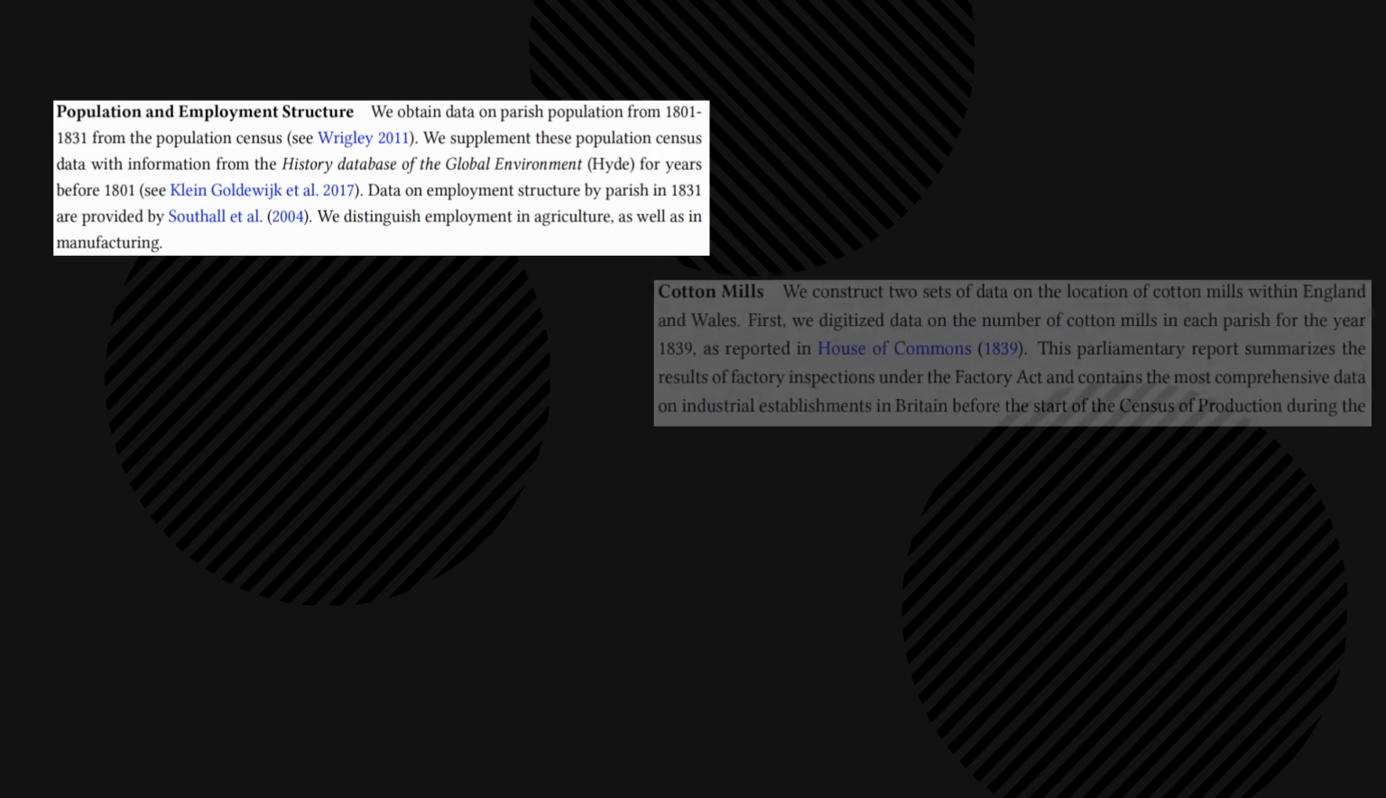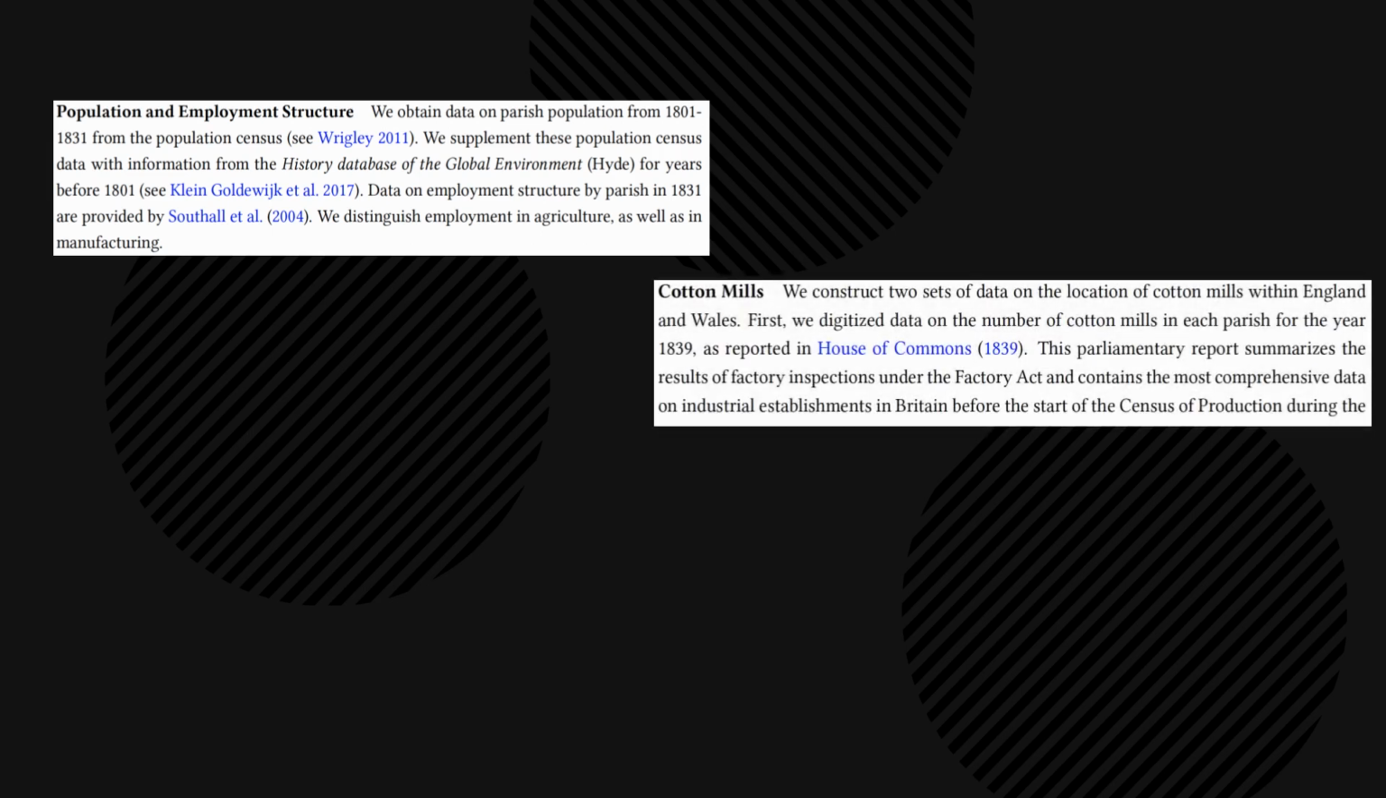Next, the authors mapped indicators that the Industrial Revolution was happening onto these regions. And the 4 main indicators they used are, number 1, employment structure. So they examined the types of jobs that people had, whether they worked in manufacturing or agriculture. This is because a higher number of people employed in factories, rather than on farms, indicated that the Industrial Revolution had taken hold.